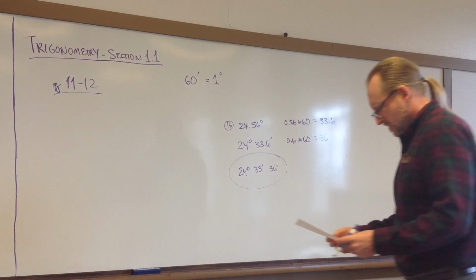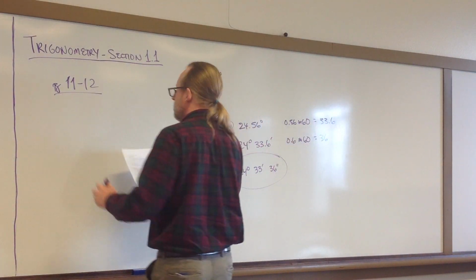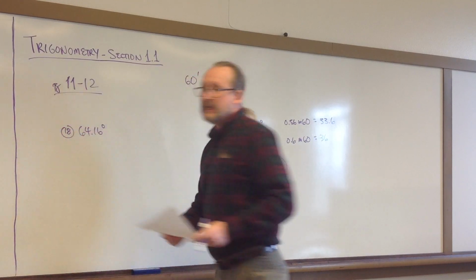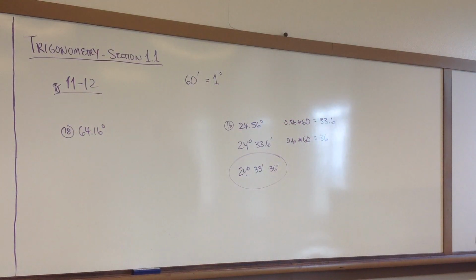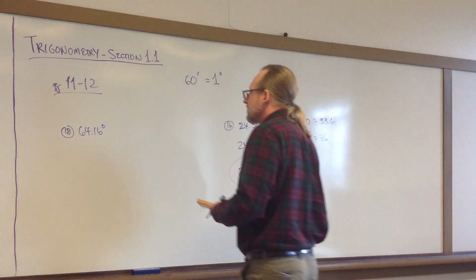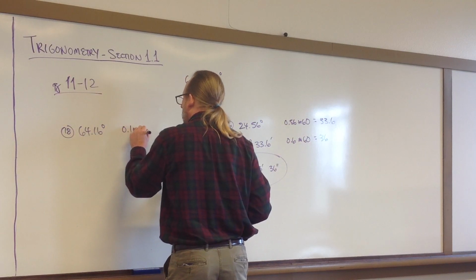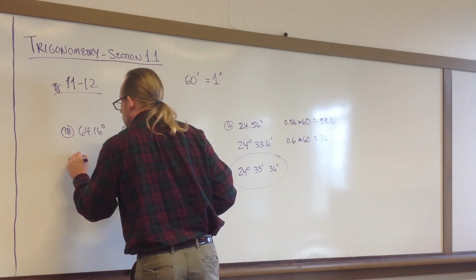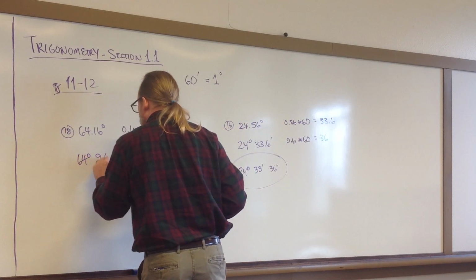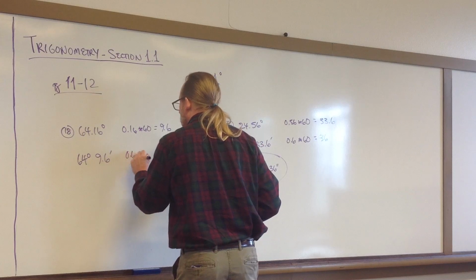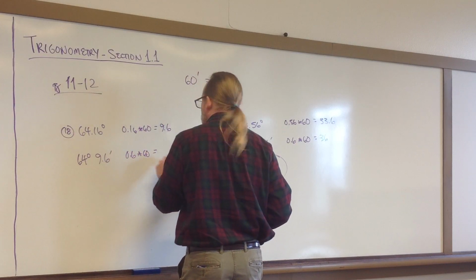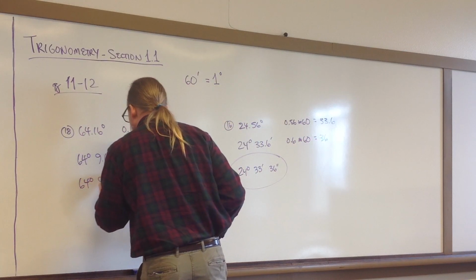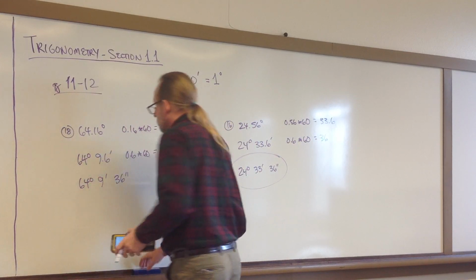Let's see here. Number 18, 64.16 degrees. Same process. 0.16 times 60. That's going to give us 9.6, so it'll be 64 degrees, 9.6 minutes. Then we take that 0.6, multiply it by 60, and just like we got over here, that'll be 36. So 64 degrees, 9 minutes, 36 seconds.